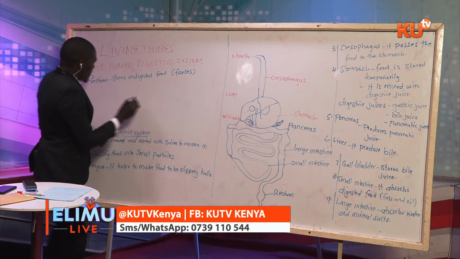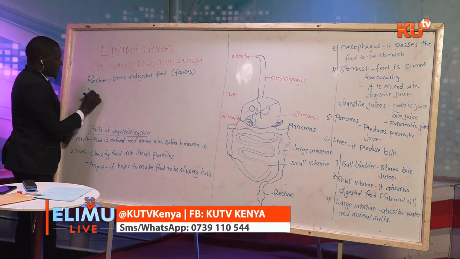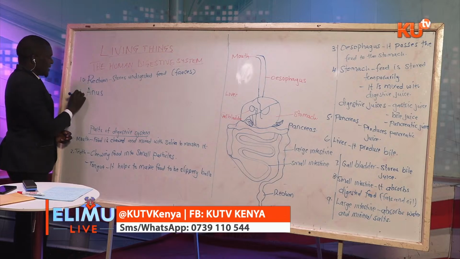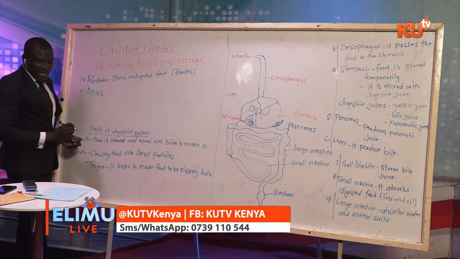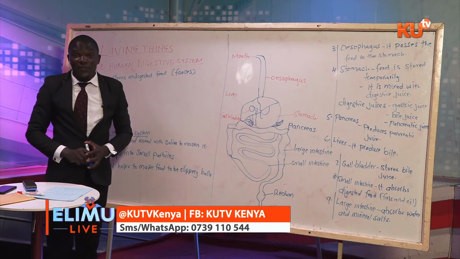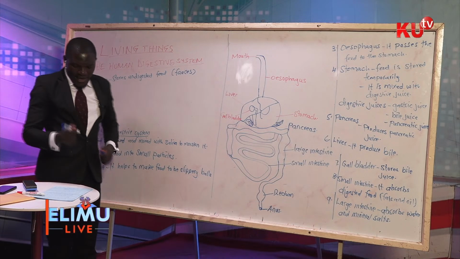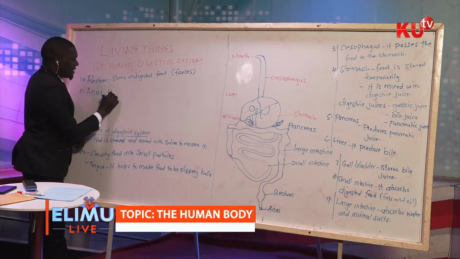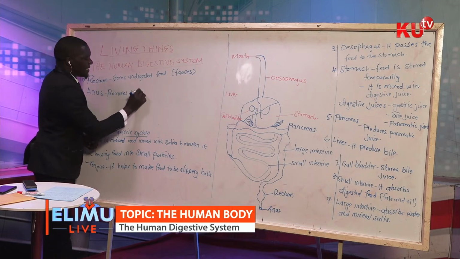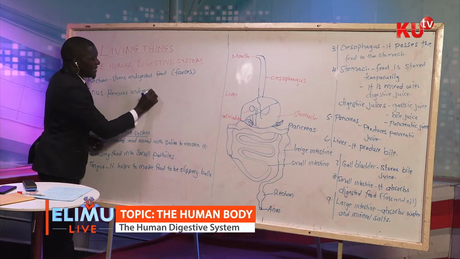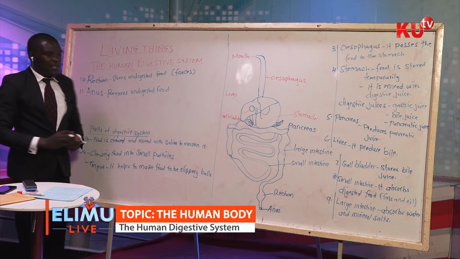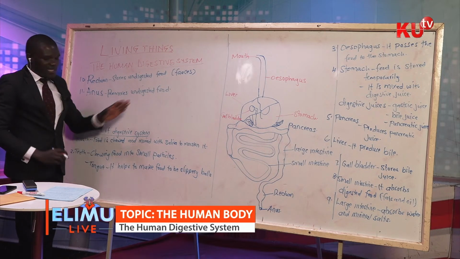Now we look at the anus. Remember, this is number 10 and the anus is number 11. The anus is the part that removes undigested food. The anus always removes undigested food.